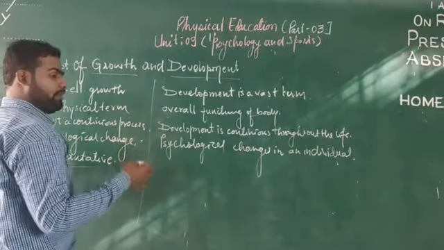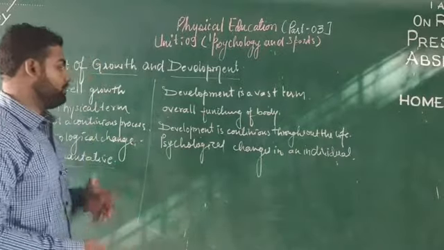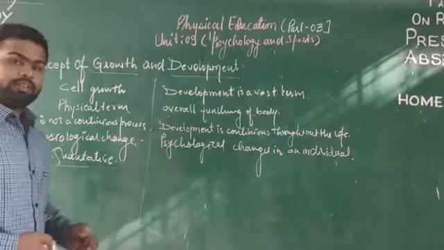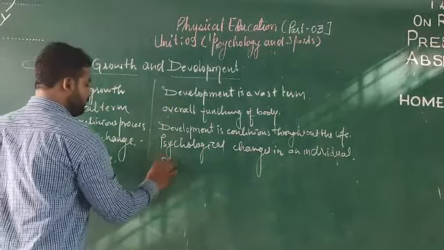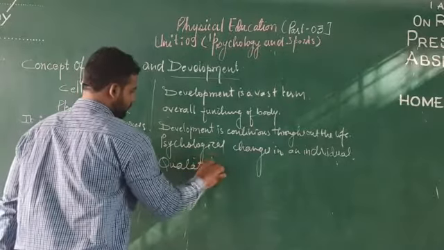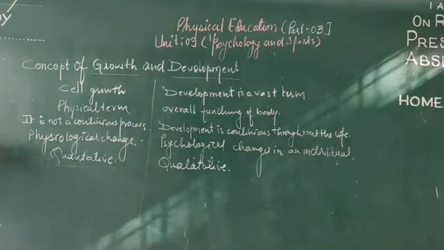But development means the way you think, the behavior patterns, the thought process, the ideology, the critical thinking, the problem solving skills, and so many things. So development is qualitative. Development is a qualitative process, and growth is a quantitative process which can be measured. Growth can be quantified, and development can be qualified.